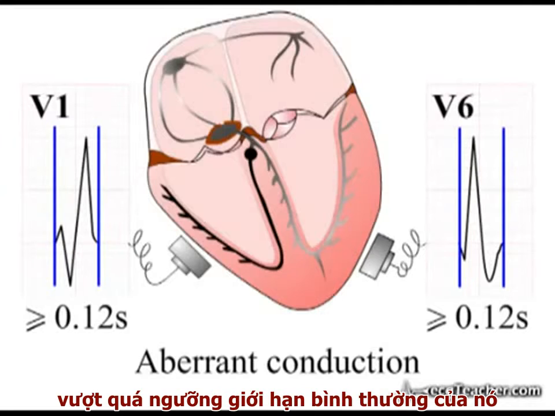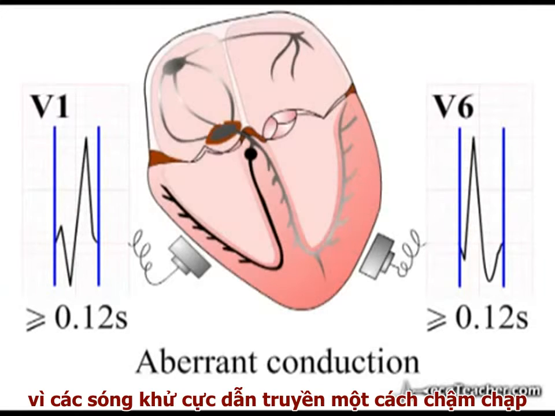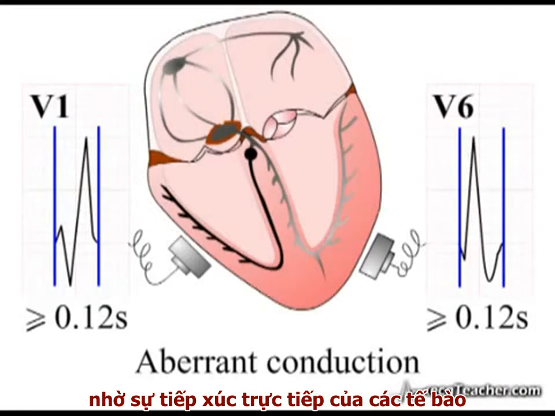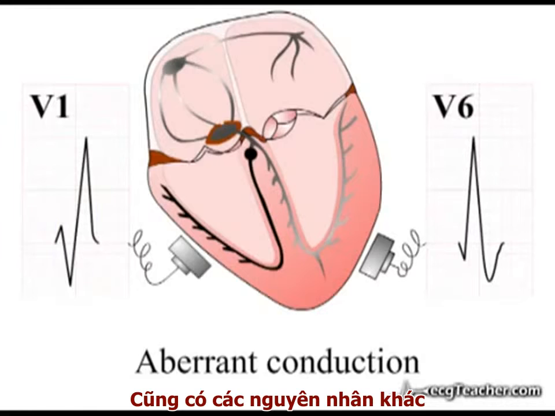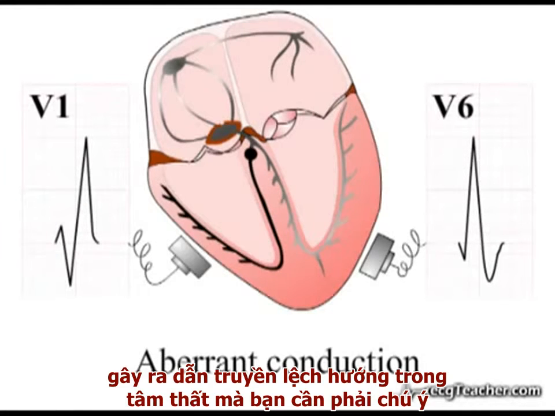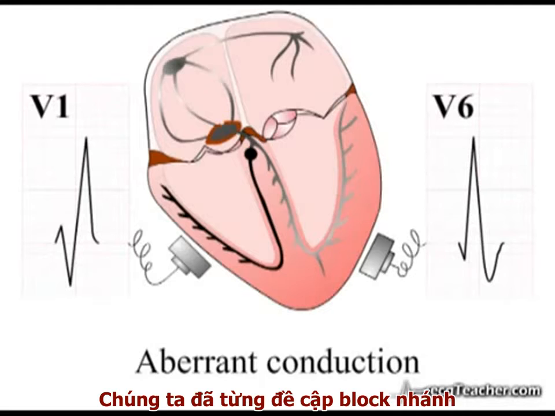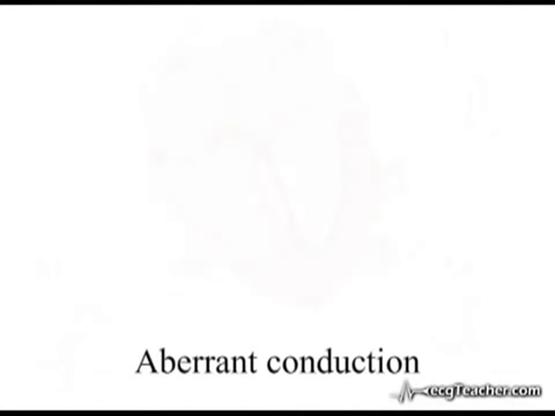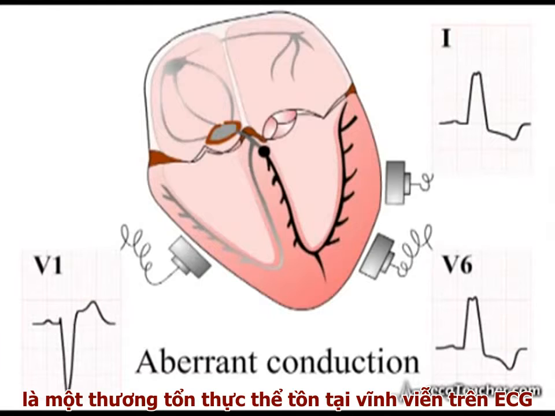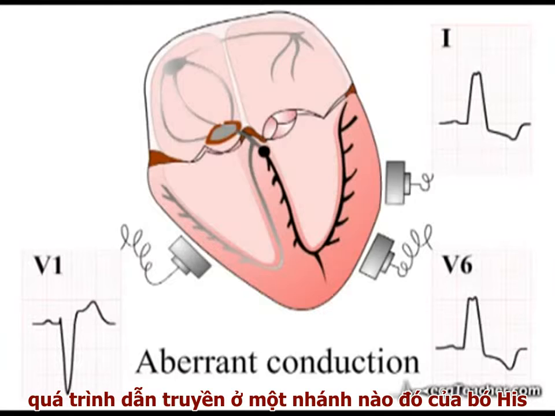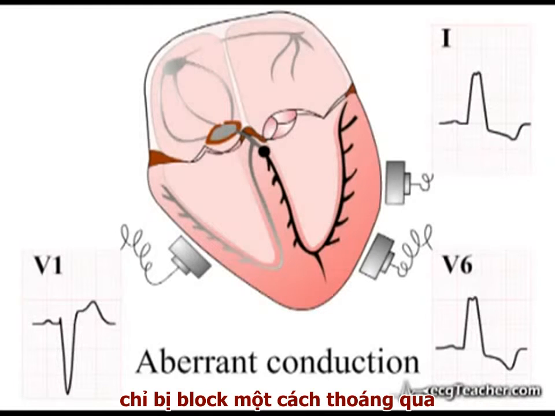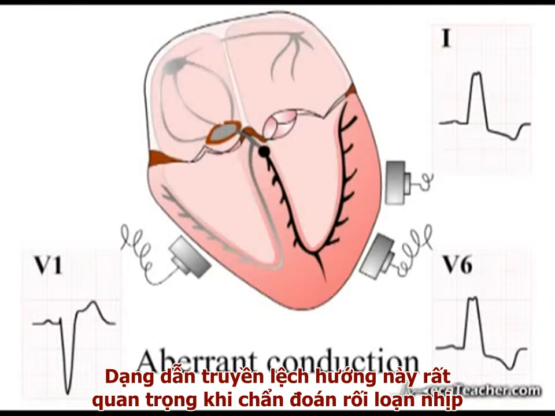In these situations, aberrant conduction within the ventricles results in altered QRS complex morphology, with widening of the complexes beyond the upper limit of normal duration, as the depolarization wave spreads slowly by direct cell-to-cell contact outside the conducting system. There are other causes of aberrancy within the ventricles which you need to be aware of. So far we have considered bundle branch block as a permanent entity on the ECG. It is possible, however, for conduction in one of the branches of the bundle of His to fail on an intermittent or transient basis. This form of aberrant conduction can be very important when diagnosing arrhythmias.